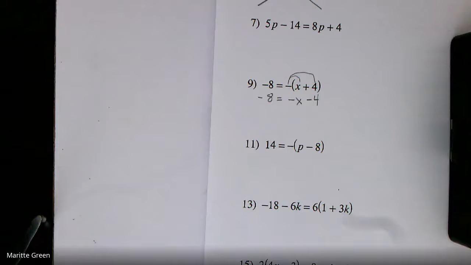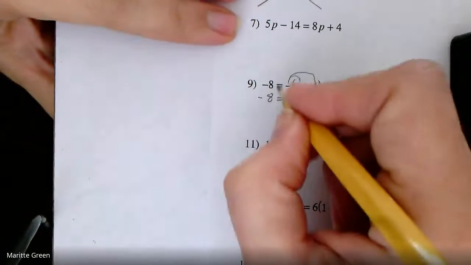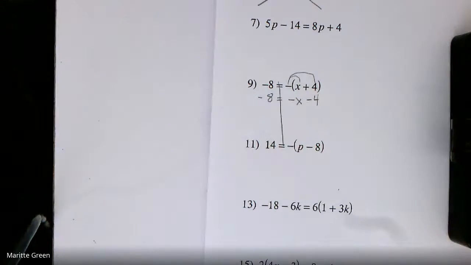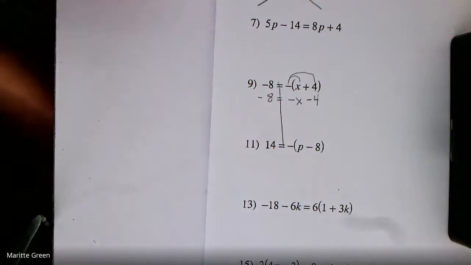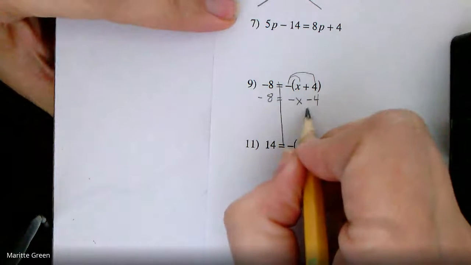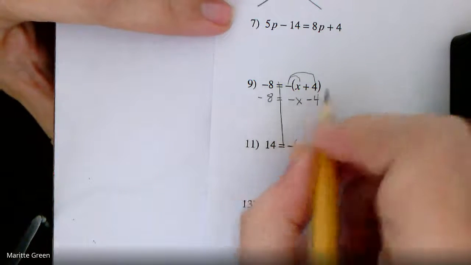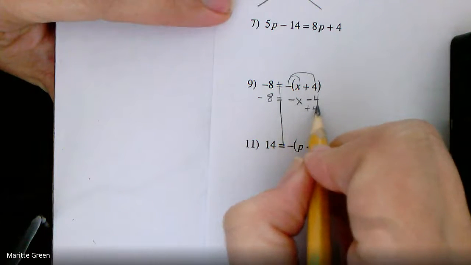Now I'm trying to isolate the x. I need to move the 4 to the other side, so I'm going to draw my balance line. And I'm going to add 4 to both sides because there's only an x on one side. So I'm going to add 4.